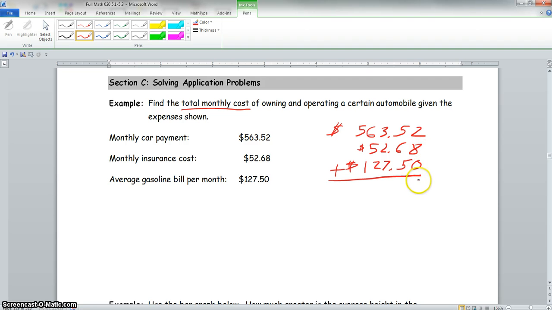2 plus 8 is 10, plus 0 is still 10. So we put our 0, carry our 1. 1 plus 5 is 6, plus 6 is 12, plus 5 is 17. And we carry our 1 and bring down our decimal. 1 plus 3 is 4, plus 2 is 6, plus 7 is 13. So we have our 3 and carry our 1. 1 plus 6 is 7, plus 5 is 12, plus 2 is 14. So we have our 4 and carry our 1. 1 plus 5 is 6, plus 1 is 7. So our answer here is $743.70, and that is our total monthly cost.